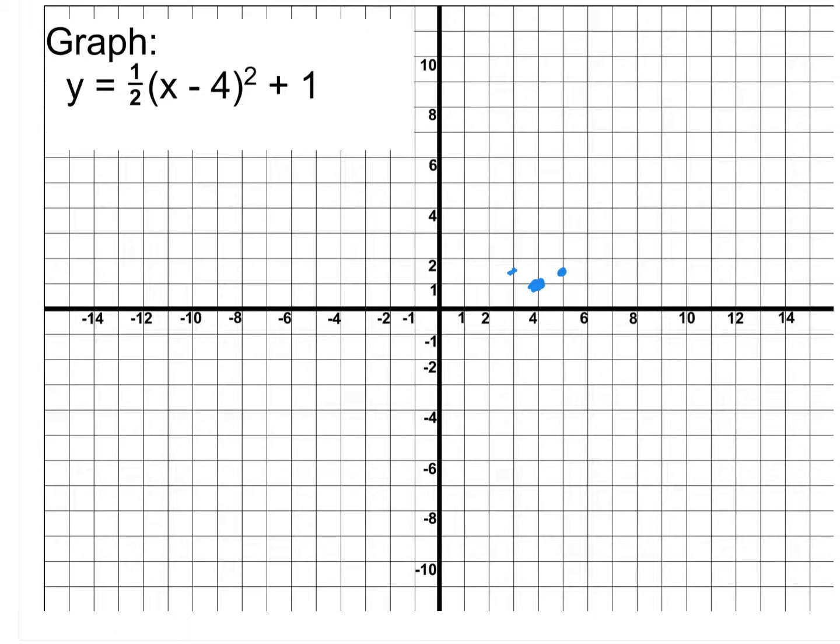All right, next up. Normally we go over 2 and up 4. But again, we're only going to go up half as far, so instead of going up 4, I'm going to go up 2. All right, then over 3. Over 3 is normally up 9, but half of 9 is 4.5. So we go over 3 and up 4.5.